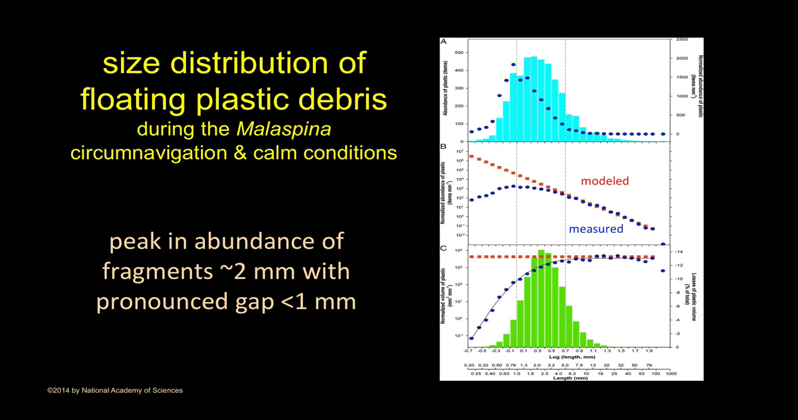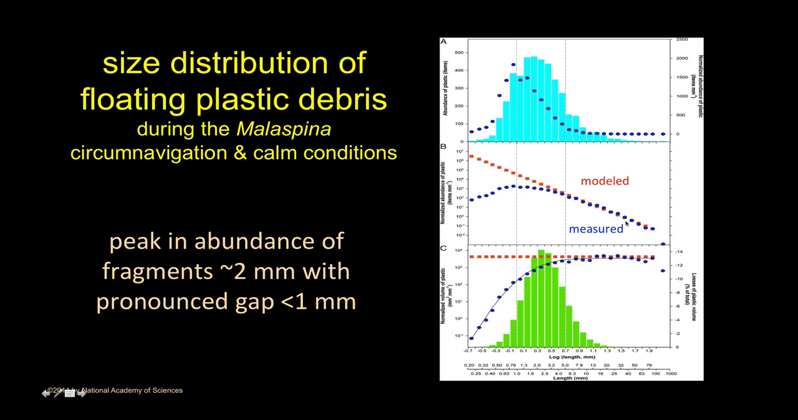So why does the blue line differ from the red line? Let me ask a question. Is all of the measured different from the modeled? No. Where does it differ? Very beginning. Right, which corresponds to what? Big pieces, small pieces? Small pieces, right. So this is the smallest size of the plastic pieces, and this is the larger size of plastic.